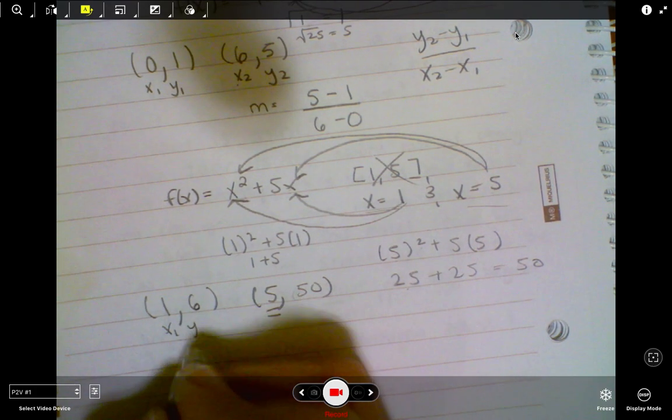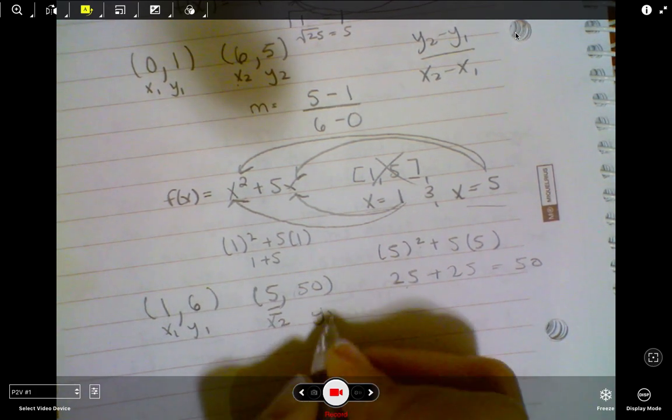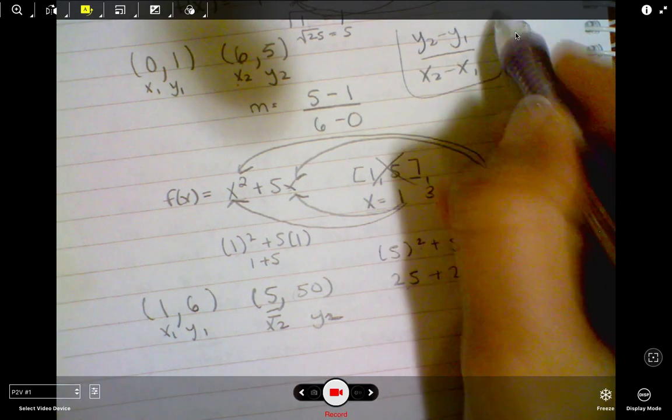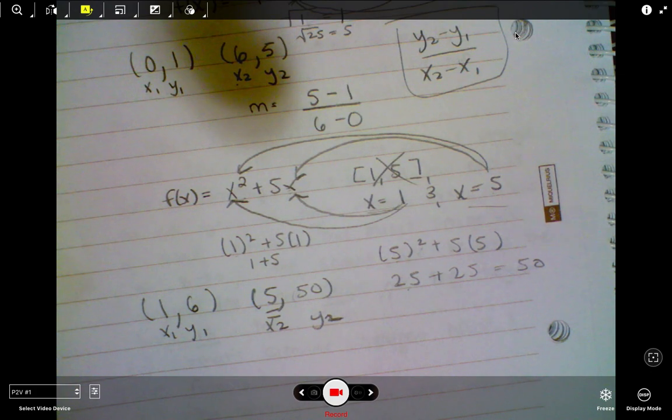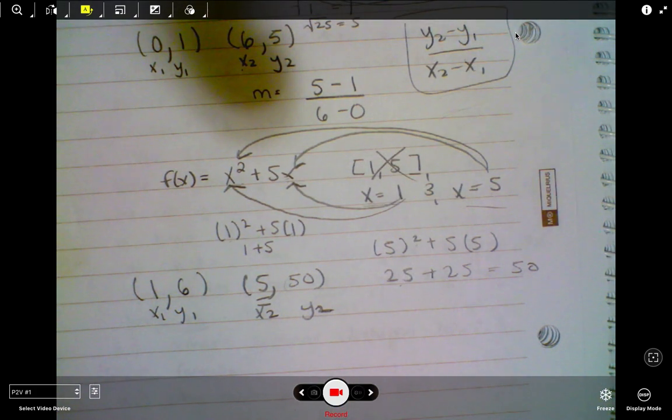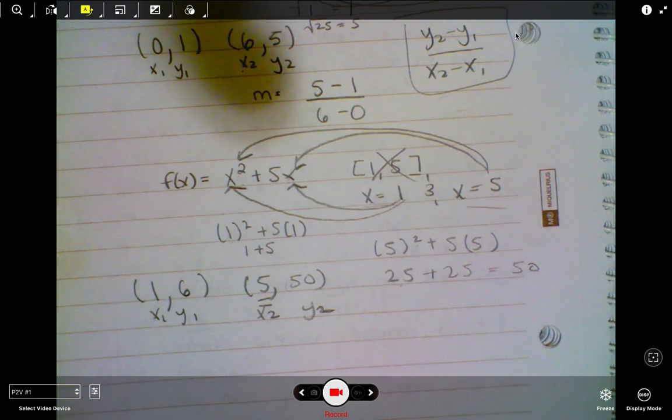Make sure you label your points. And then what you're going to do is plug into the handy dandy slope formula, because remember, that is the slope of the secant line. That is the average rate of change. So that's just some tips on how to get started with this problem. Yeah, please use this video. It's going to be super helpful.